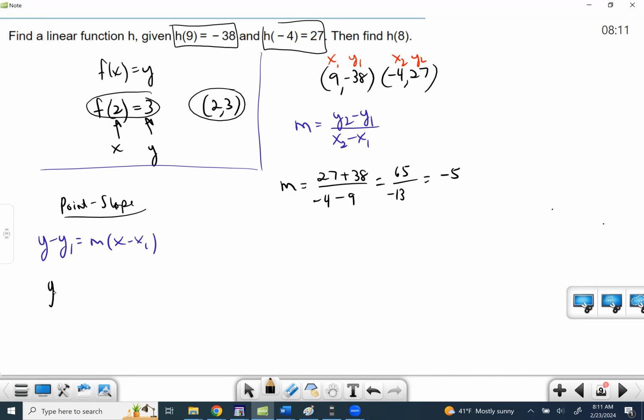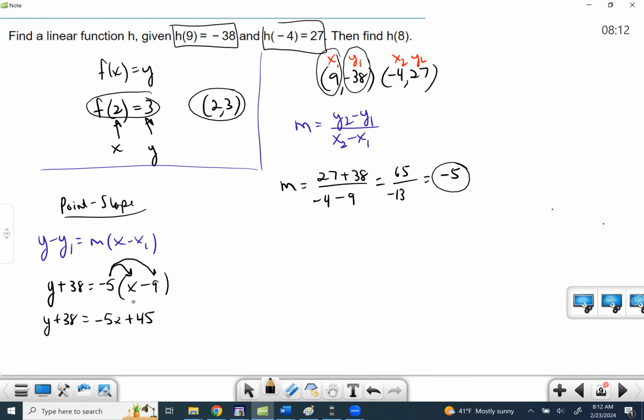So here we go. We got y minus y1, which is going to be negative 38. So that's minus negative 38, so that's going to be plus 38. Anytime you have that minus and negative, it's going to be a plus. m we got as negative 5 over here. And then x minus x1, which is going to be 9. All right, so let's distribute the negative 5 in. So we get y plus 38 equals negative 5x. A negative times a negative equals a positive, and 5 times 9 is 45.